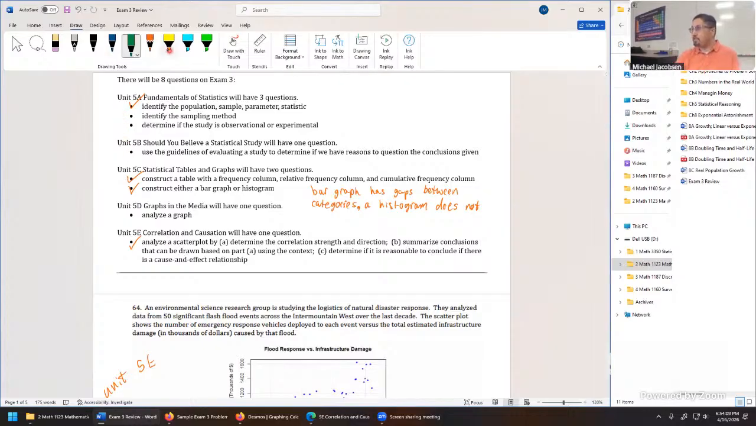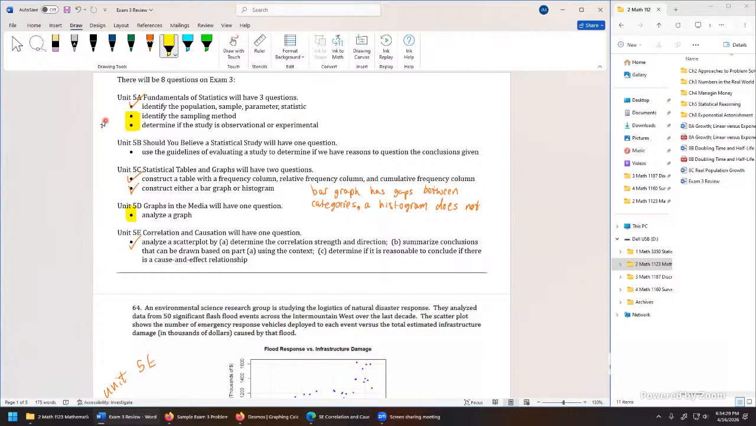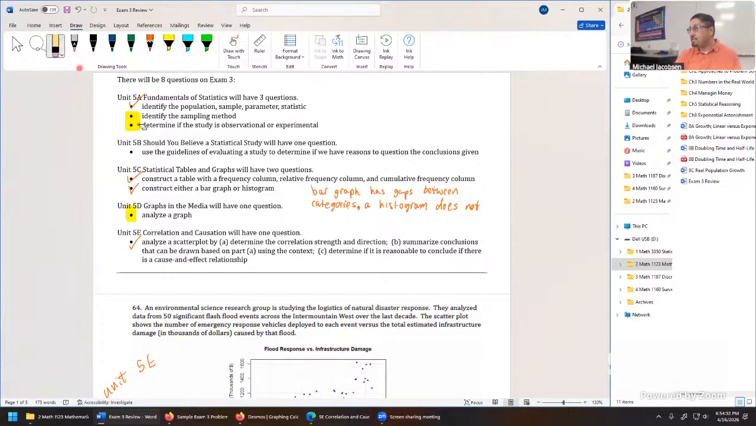I'd say good ones to take a look into, unless anyone has a suggestion right away, is either a Unit 5A question again, or a 5D question below on analyzing a graph. I think these would be pretty good directions to go. Any volunteers for a new problem to take a look into? Let's do 5D. Awesome, good call. Thanks, Braxton. So 5D, let's take a look.